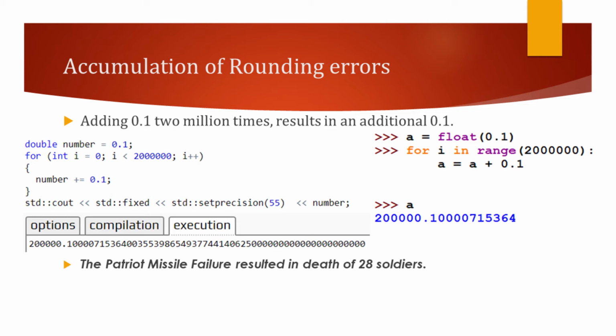Depending on the task we are assigned, an accumulation of rounding error can be fatal. For example, it was due to the accumulation of rounding errors that in 1991, the Patriot missile battery failed, resulting in death of 28 soldiers and 100 injured.